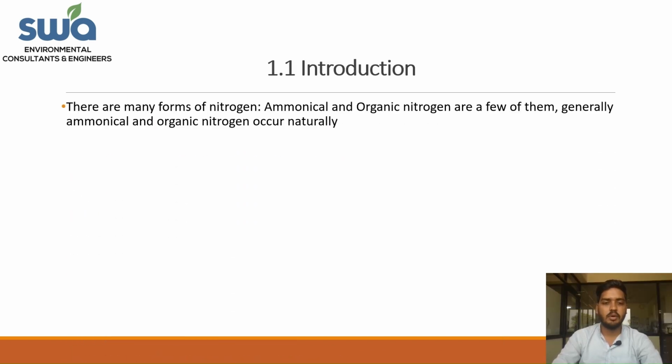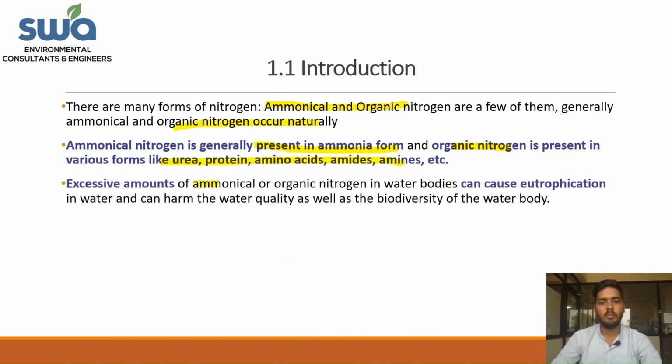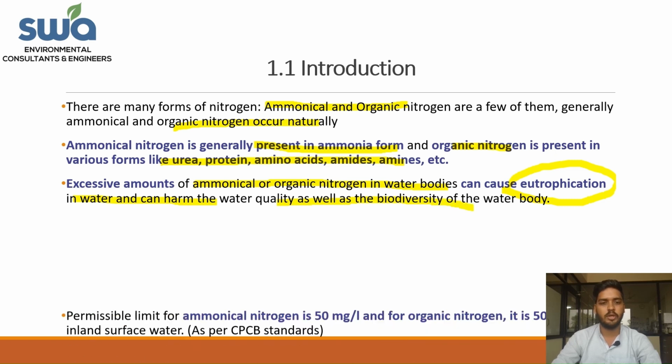In nature there are many types of nitrogen available. Ammonical nitrogen and organic nitrogen are some of them, and generally they occur naturally. Ammonical nitrogen is generally present in ammonia form, and organic nitrogen is present in nature in various forms like urea, protein, amino acids, amides, amines, etc. An excessive amount of ammonical nitrogen or organic nitrogen in water bodies can cause eutrophication. This eutrophication can harm the water quality as well as the biodiversity of the water body.